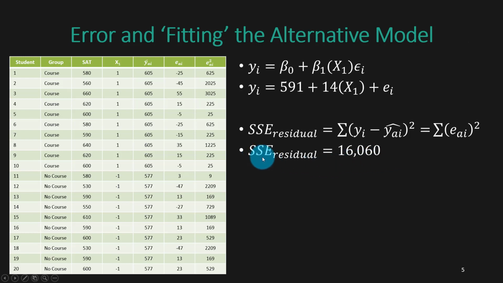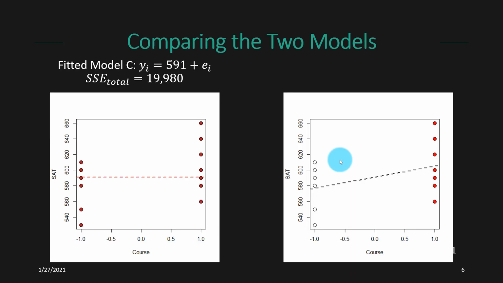In this case, the sum of squared errors of the residuals is 16,060. So that's a reduction of about 3,000 points. But how big of a reduction is that in terms of squared errors? That's the thing we need to figure out. So we'll walk through the math of actually making inferences about this.